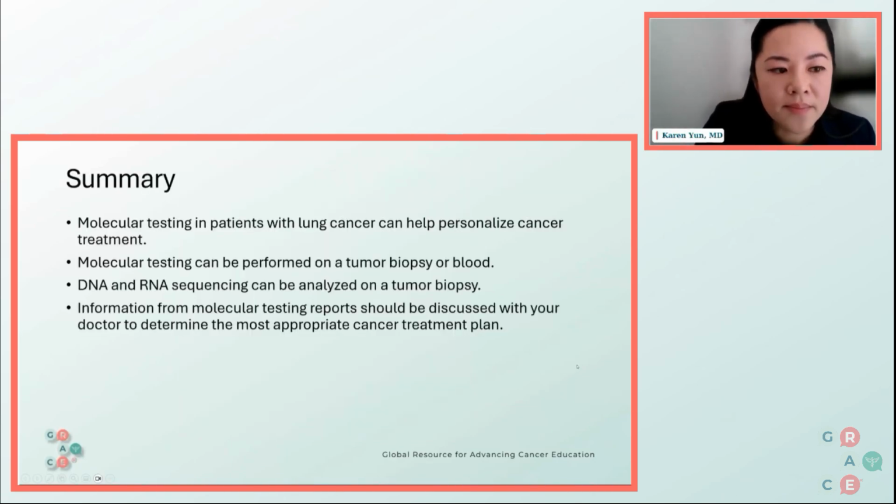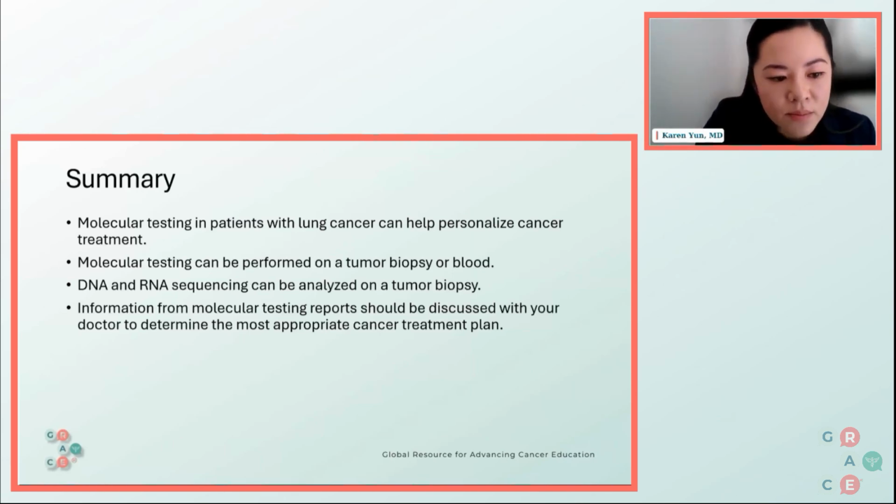So in summary, molecular testing really has helped patients with lung cancer. It's really helped us personalize cancer treatment with patients with lung cancer. It can be done both on tumor biopsies or blood biopsies. As the technology for molecular testing advances, we're now doing both DNA and RNA sequencing on tissue biopsy.